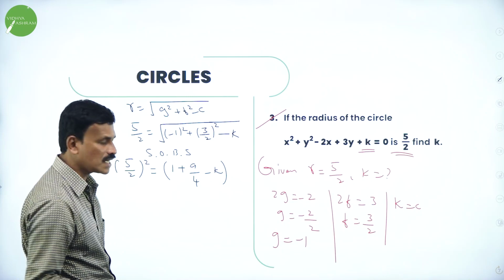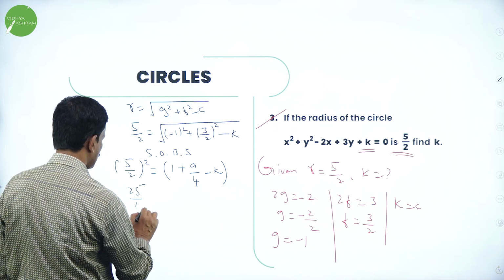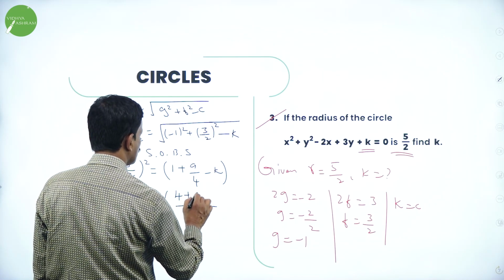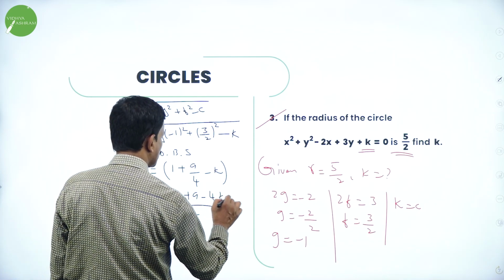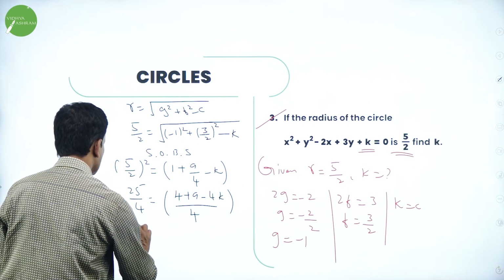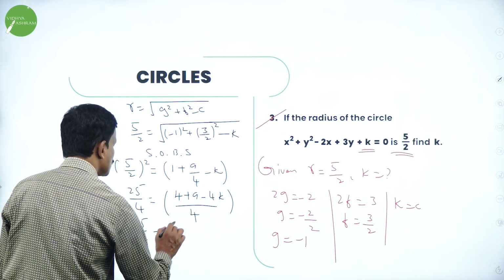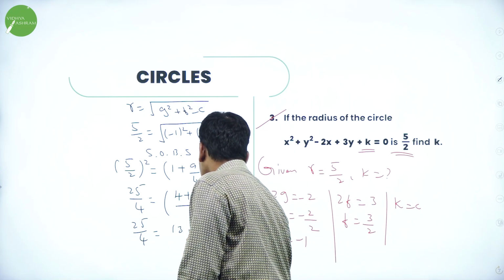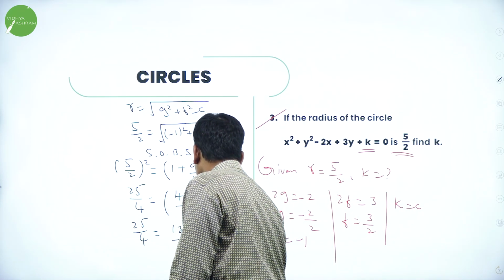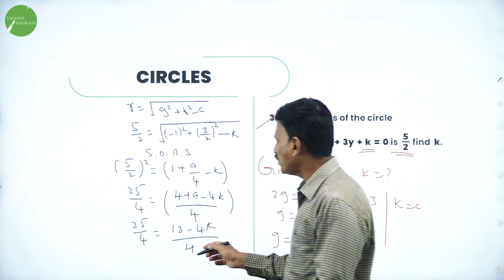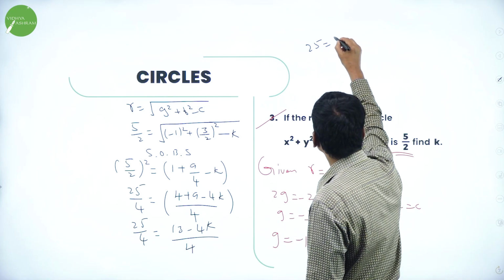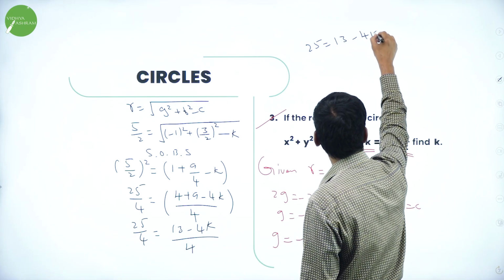Square root gets cancelled. So this is 25 by 4 is equal to, take LCM, 4 is the LCM, 4 into 1 is 4 plus 9 minus 4k. So this can be written as 25 by 4 is equal to, so 9 plus 4 is 13 minus 4k divided by 4. Simplify this. If you divide by 4, 4 gets cancelled. Therefore, 25 is equal to 13 minus 4k.